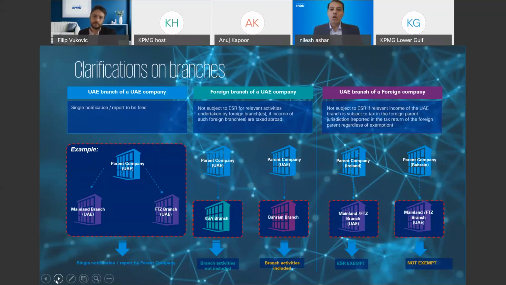Obviously, the element that's unclear is how do you demonstrate direction and management and adequacy of employees, etc., in the UAE for a branch that's based in Bahrain, and that's something that needs to be worked through to see how best that should be or needs to be reported under the regulations.